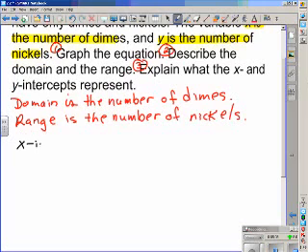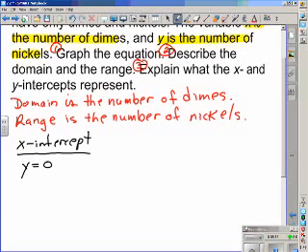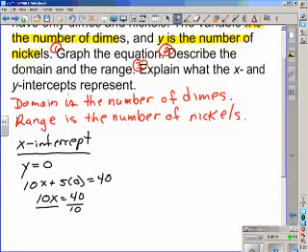So to find the x-intercept, we should know that y is equal to 0, so we substitute 0 in for y into the original equation, which is going to give us 10x plus 5 times 0 being equal to 40. Then we solve this equation for x. 10x is equal to 40. Divide each side by 10, and that gives us x is equal to 4. So that gives us the ordered pair, or an x-intercept, of (4, 0). We will explain that in a minute.